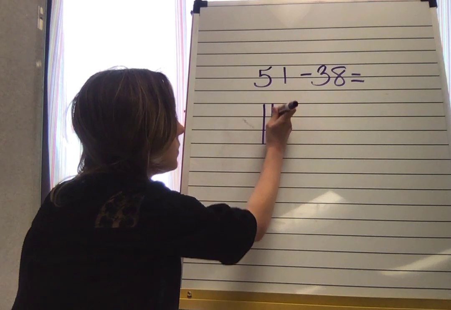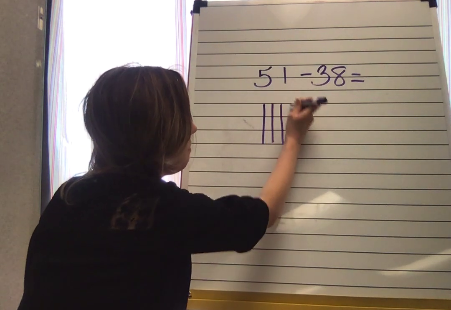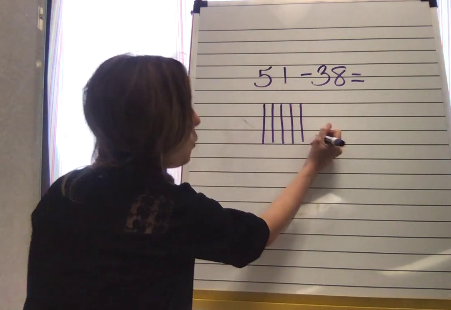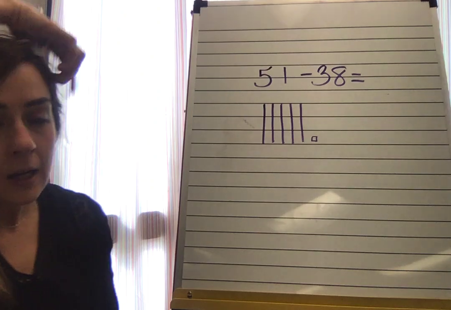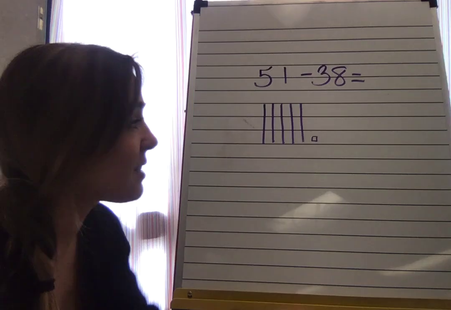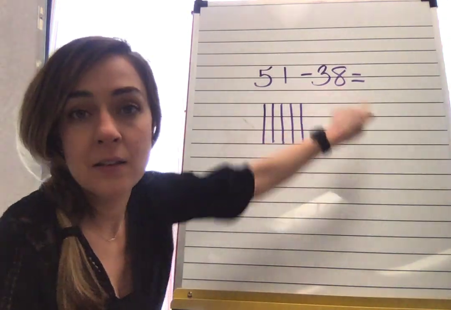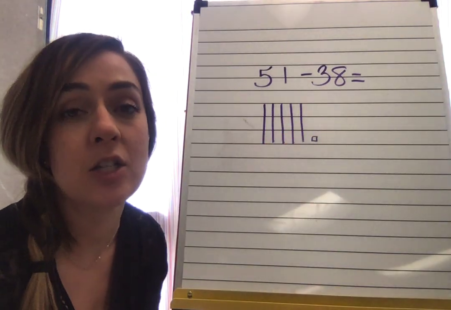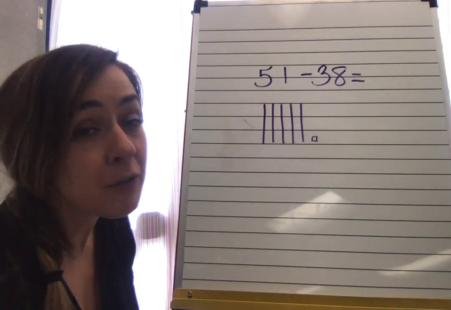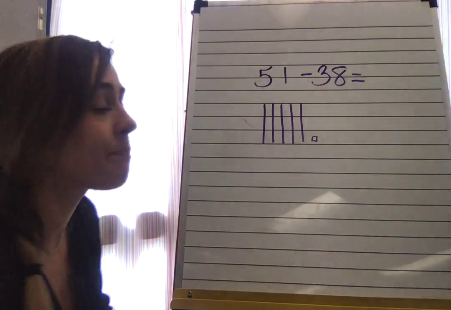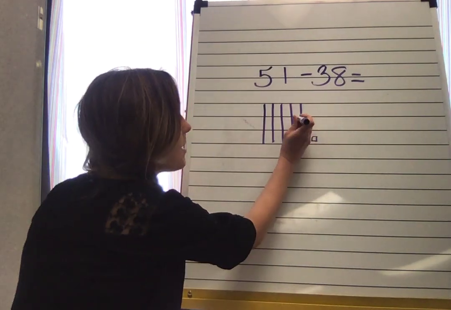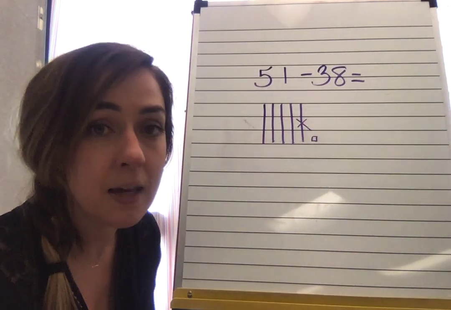10, 20, 30, 40, 50. 1. All right. Now I need to take away 38. But you'll notice that I don't have 8 to take away. So that's why we need to go borrow. We need to go to our friend 10 and knock and say, "Hey, friend 10, can you break apart for me?" And our friend 10 always says yes, all the time. And so he breaks apart, and we show that by crossing him out.